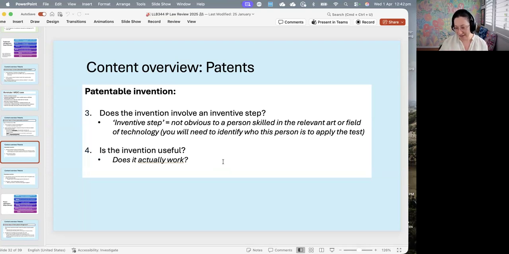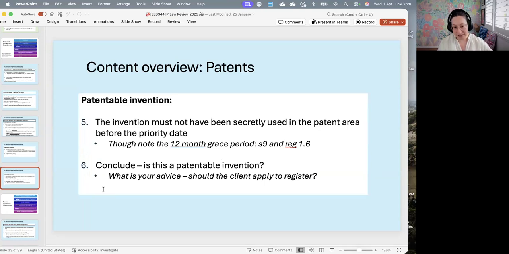Because if my machine is just an incremental step that everybody would say, yeah, well, whatever, that's the obvious next step, then it's not going to be inventive enough to get patent protection. So it must involve an inventive step, as in it's not obvious to somebody who works in that area. The invention must actually be useful in the sense that it must actually work as described. And it must not have been secretly used before the priority date, so before the registration date.